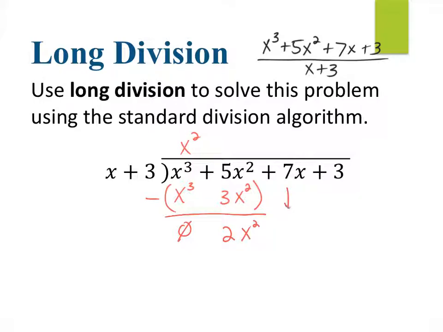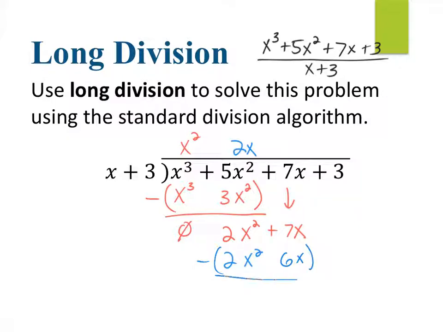And then my next term comes down, plus 7x. Now I repeat this process. I think, what times x gives me 2x squared? Well, what times x gives me 2? So 2x times x is 2x squared. 2x times 3 is 6x. And then I subtract.